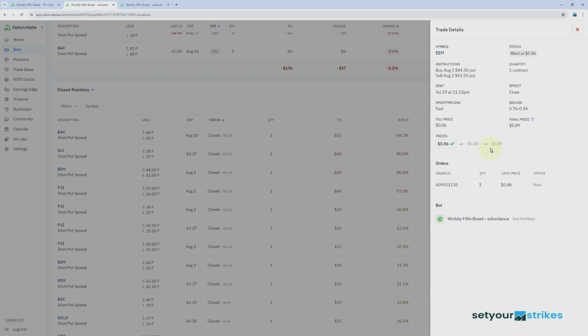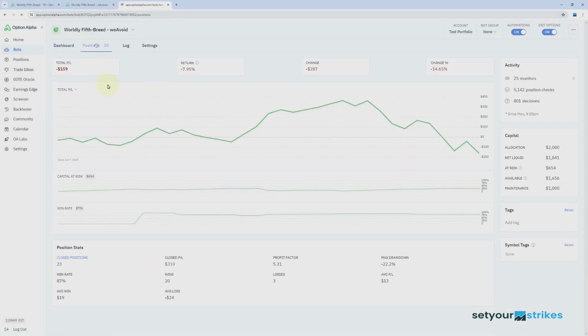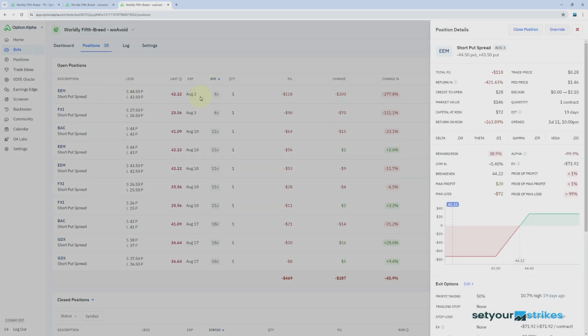Unfortunately, people who are still running the bot haven't taken advantage of this change. But I did comment in the community to make sure people are aware that there was this assignment risk. I now realize, if we look at this position, this is EEM. Our short strike is here at 44.50. We actually still have that position open in the comparative bot that doesn't have that logic applied. Again, there's the 44.50 EEM expiration August 3rd.